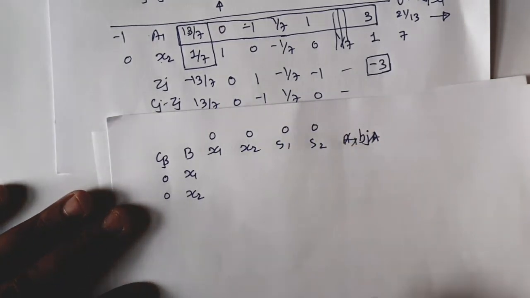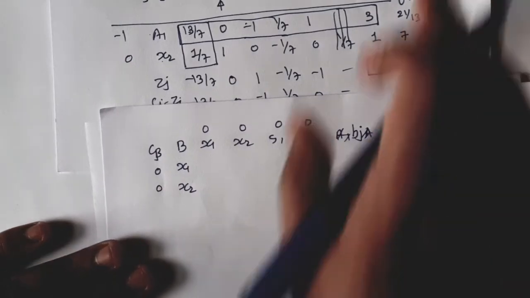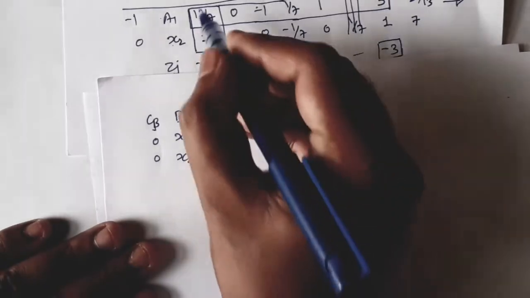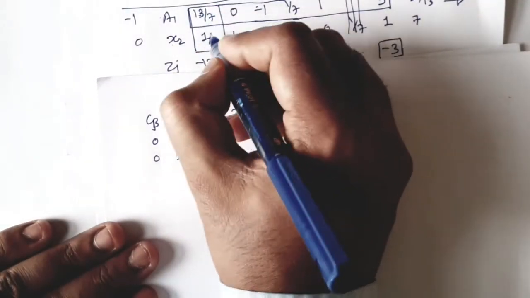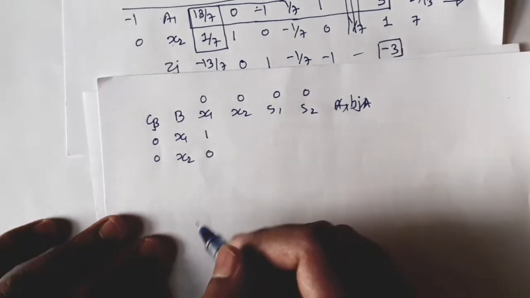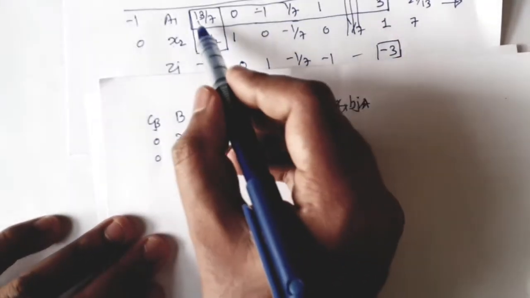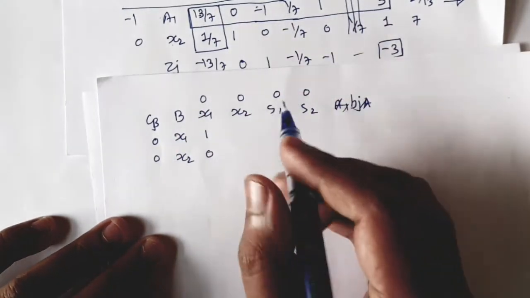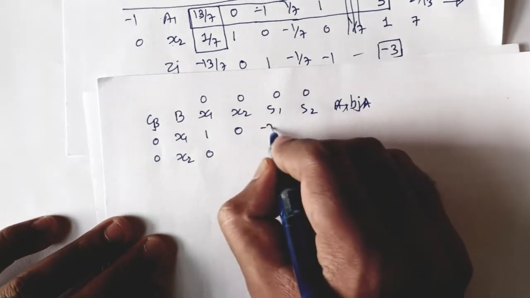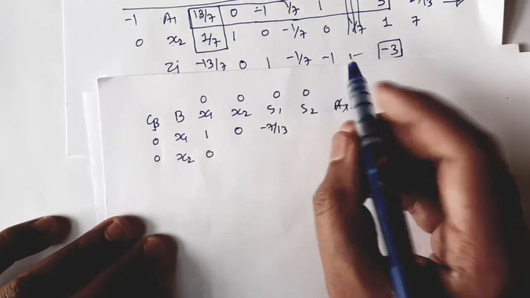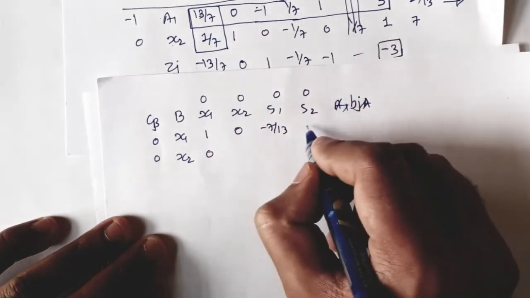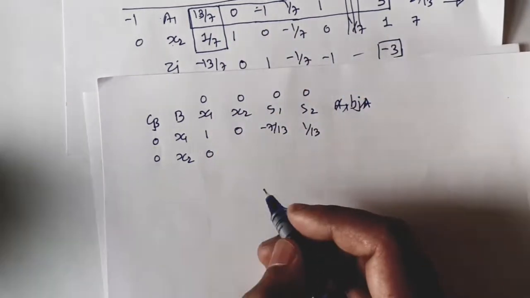And to calculate all the values, we must start with the key column, which is here equal to 13 by 7 and 1 by 7. Instead of key column 1, the remaining all elements are 0. Then for the key row, all elements are divided by the key element. So here 0 divided by anything is 0, minus 1 by 13 by 7, so it is minus 7 by 13. Here 1 by 7 divided by 13 by 7, so it is 1 by 13 here.